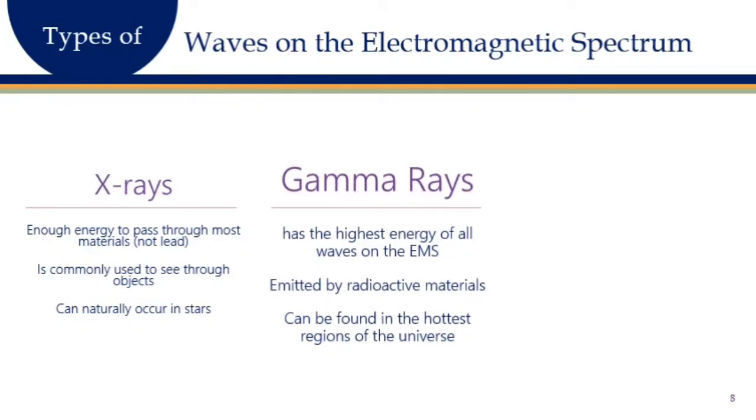Gamma rays. This has the highest energy of all the waves on the electromagnetic spectrum. It's emitted by radioactive materials, can be found in the hottest regions of the universe, only when stars are exploding and stuff like that. And you know, a star is like a sun basically. So exploding stars and radioactive materials, that's the kind of stuff that gives off gamma rays.